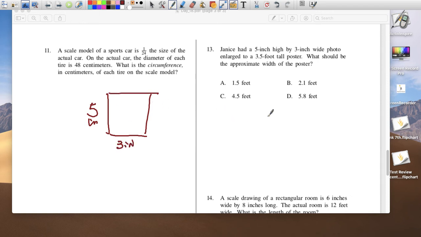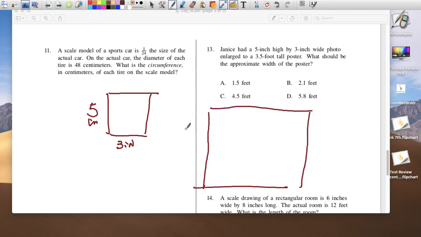So she enlarged it to 3.5 feet tall, so she made a huge one, right? And she made this 3.5 feet tall. So what should be this distance over here? Now the problem is, if you go 5 times 0.7, 3.5 divided by 5 is 0.7, that's not the scale factor. How much did it grow? It grew by a lot.